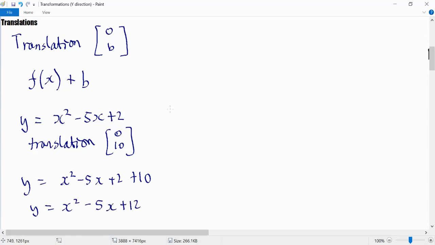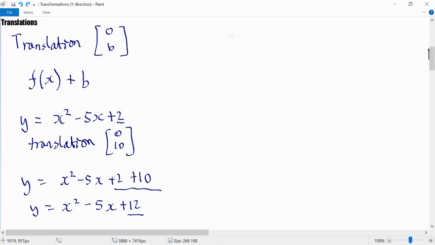So the key thing to spot with y direction translations is that you're looking for the constant to have changed. It's only the constant that would have changed. Originally it was 2 in the original function, and after the translation of plus 10, the constant has gone up by 10. All the x terms stay exactly the same. That's the only thing that's changed. So that's how you can spot them.